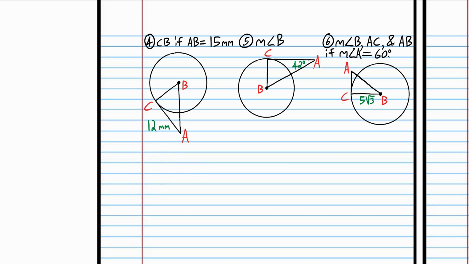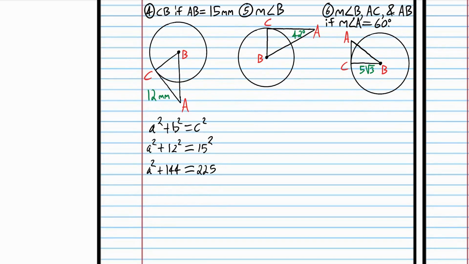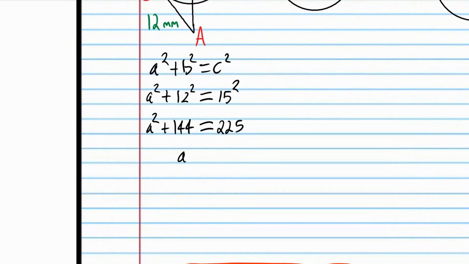So you can see we're just dealing with the Pythagorean theorem. So a squared plus b squared is equal to c squared. And b would be 12. And a, we don't know. And c is 15. So now we get 144 plus a squared is equal to 225. Subtract 144 from both sides. And we get 81. And square root both sides, and we get a is equal to plus or minus 9.